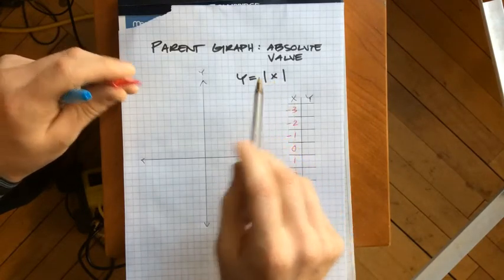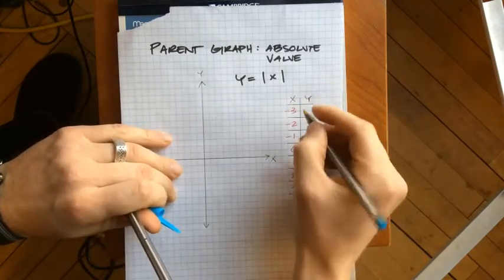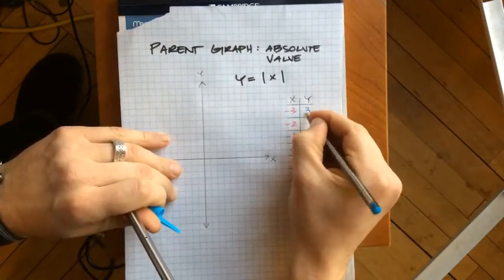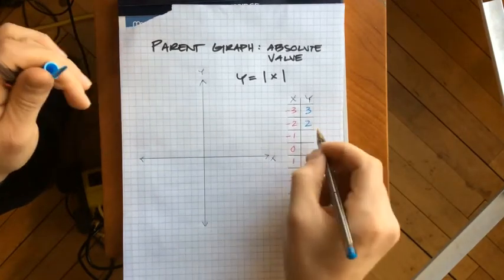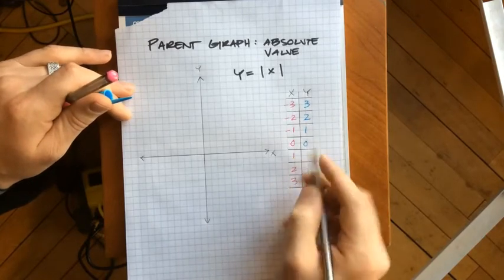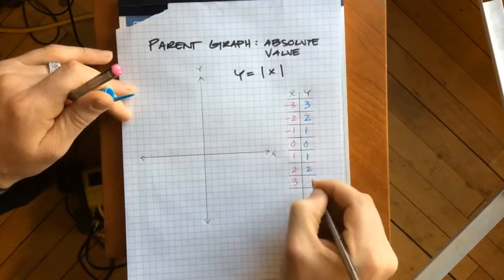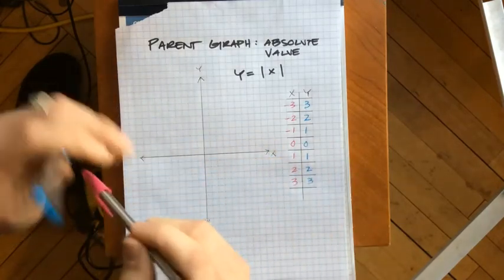Absolute value of -3. How far away from 0 is -3? That is 3 away. -2, absolute value is 2, and so on. Absolute value of 1 is 1 away. And we can make more points, but that'll be enough.